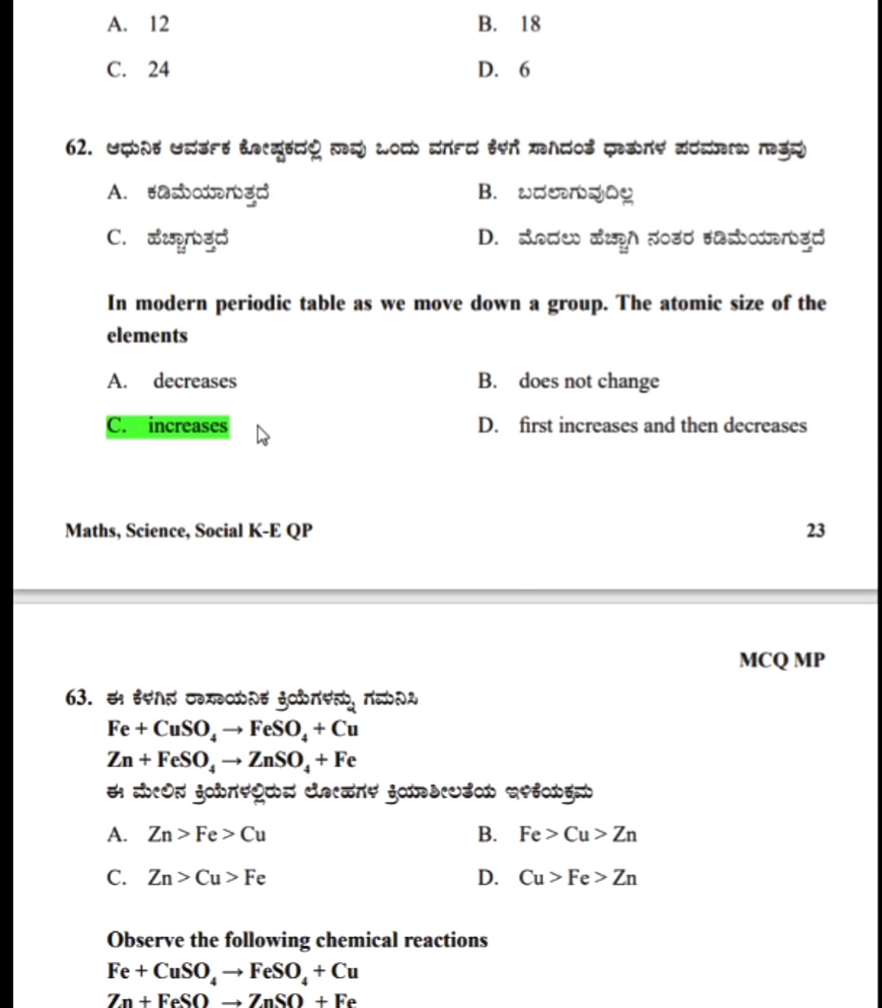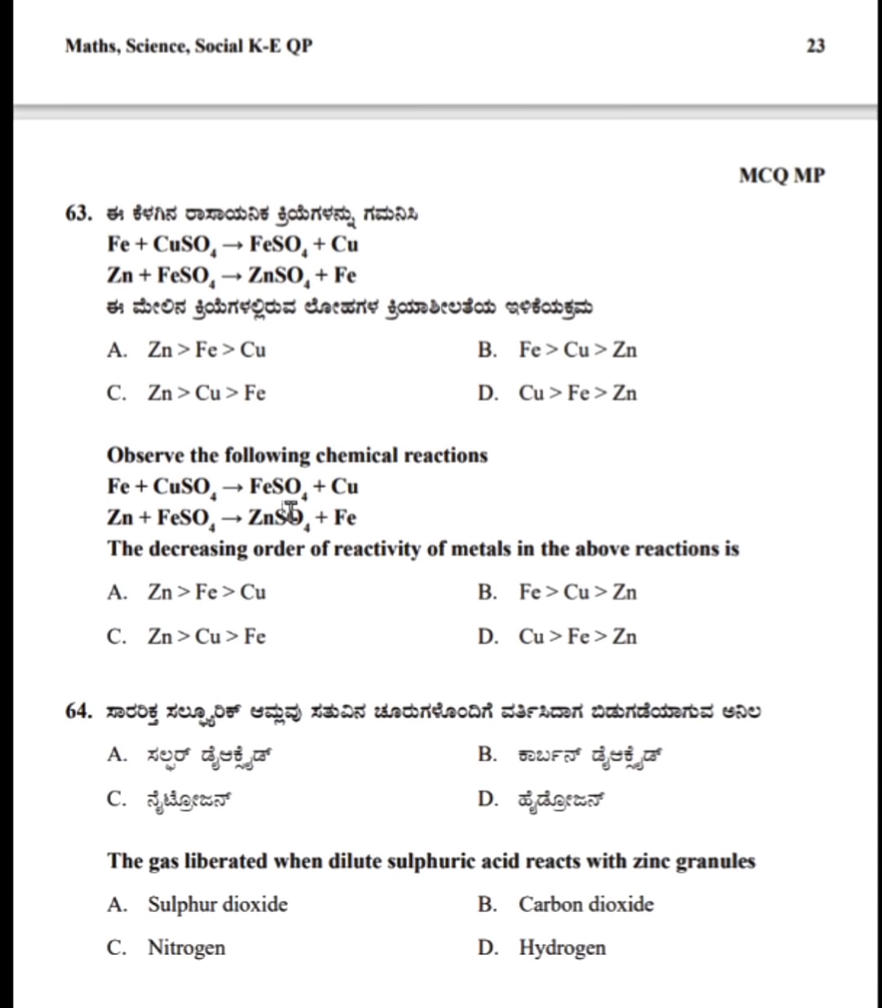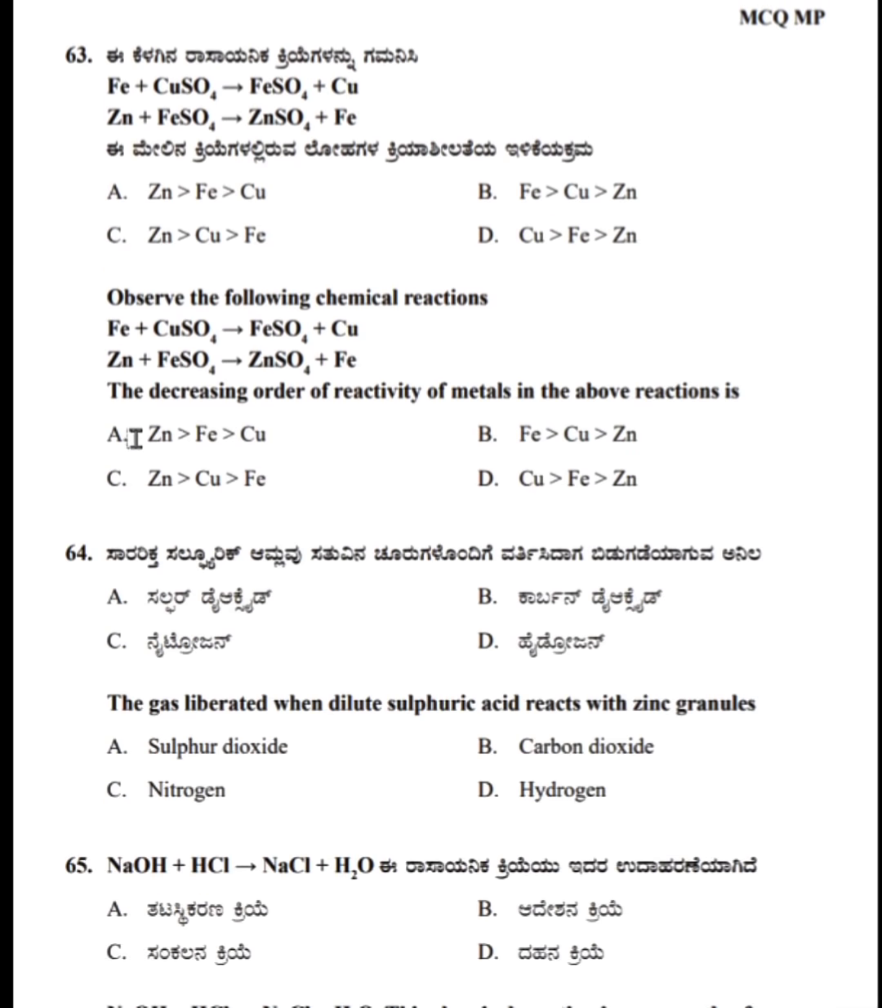As we move down the group, the atomic size of element increases. Now, moving to question number 63, observe the following chemical reactions. Fe plus CuSO4 gives FeSO4 plus Cu, Zn plus FeSO4 gives ZnSO4 plus Fe. The decreasing order of reactivity of metals in the above reaction is.